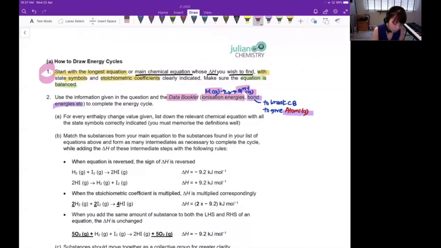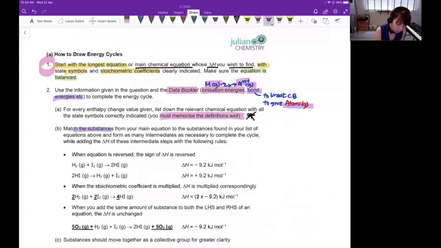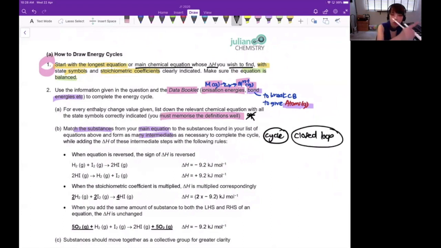Now, you have to memorize your definitions well, because if you don't remember them well, you have no idea what kind of equation you need to put into your cycles. You have to do some matching from the main equation to the equations that are given by the question, or in your data booklet, as you connect as many intermediates as you can to complete the cycle. Please remember, it's a cycle, it must be a closed loop, meaning you must point always from the start to the end.